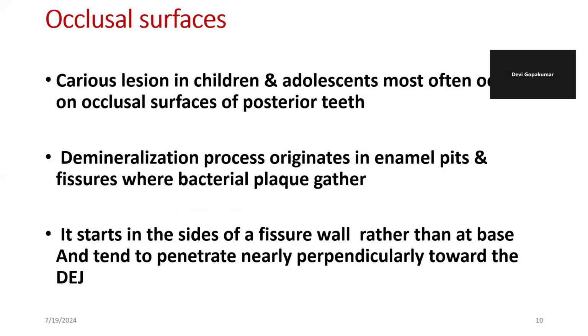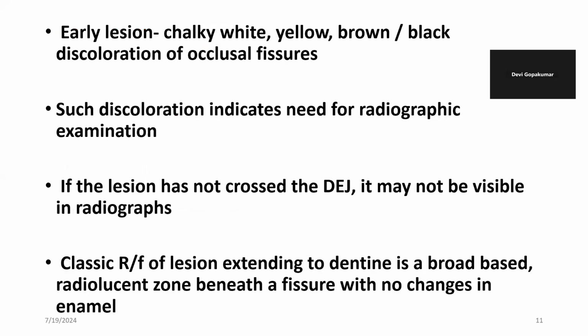Occlusal surface carious lesions. In children and adolescents, they most often occur on the occlusal surface of posterior teeth. The demineralization process originates in enamel pits and fissures where bacterial plaque gathers. It starts in the sides of a fissure wall rather than at the base and tends to penetrate nearly perpendicularly towards the DEJ. An early lesion shows as a chalky white, yellow, brown, or black discoloration of occlusal fissures. Such discoloration indicates the need for radiographic examination. If the lesion has not crossed the DEJ, it may not be visible in radiographs. The classic radiographic feature of lesions extending to the dentine is a broad-based radiolucent zone beneath a fissure with no changes in the enamel.